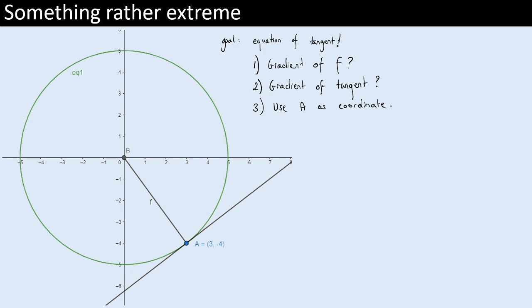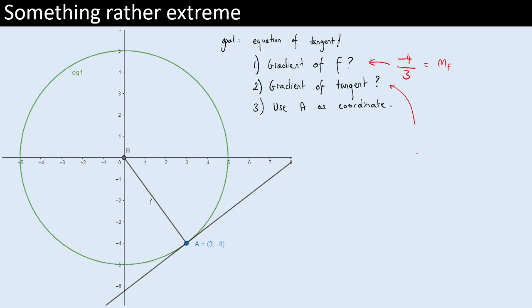Okay, now I'm going to go through the problem. So I said the first thing to look at here would be the gradient of f. That's this line here. Now, we are going down by 4, so -4, and we're going across by 3. So my gradient of f, which I'm going to call mf, is -4/3. Not amazing, but, you know, it'll do. So that was part 1.